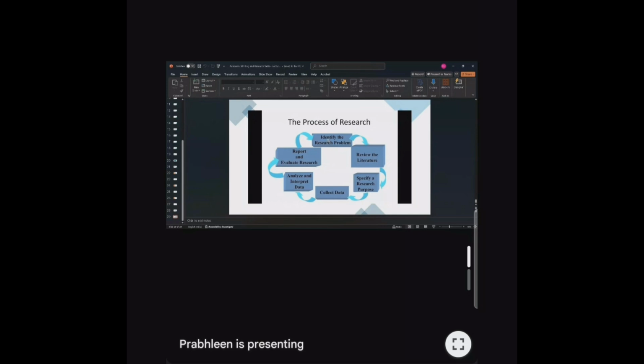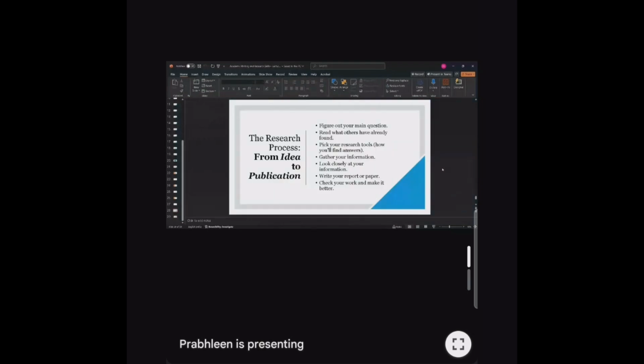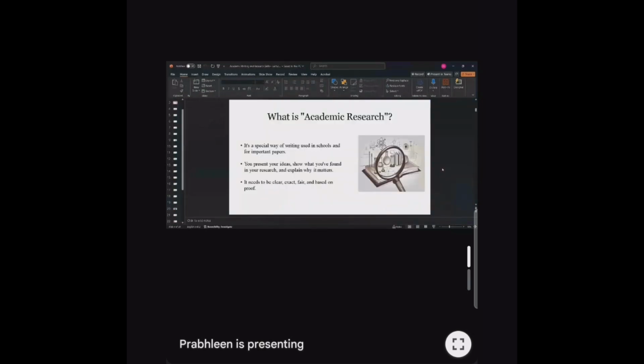So it's like this. First, you identify a problem, then you find information, which we call reviewing the literature that already exists. Then you find a purpose, like, okay, this is my purpose that I want to do. You go and collect data, you take interviews, you interpret or analyze whatever information you have, and then you report it in the form of a research paper, and that's how you do research. So these are the four things.